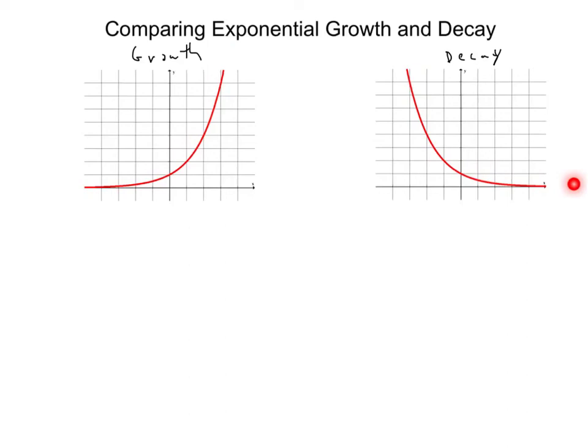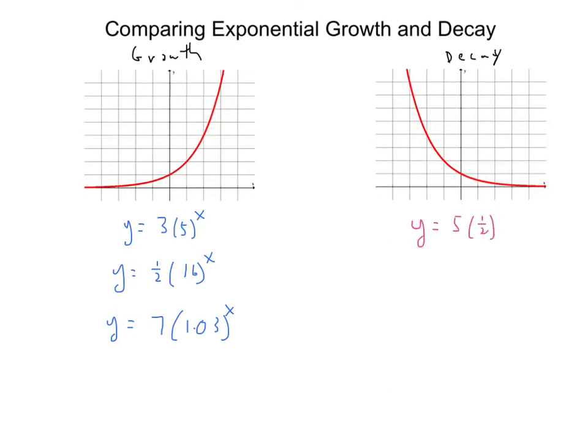So how do we tell whether something's going to be growth or decay? Well, growth equations will look like this. Let me write a couple of these. 3 times 5 to the x, or maybe 1/2 times 16 to the x, or maybe y is equal to 7 times 1.03 to the power of x. Decay equations will look like this. Maybe y is equal to 5 times 1/2 to the x, or maybe 3 times 0.8 to the power of x. I want to see if you can see the difference here. These would be growth. These would be decay. What's the main difference?